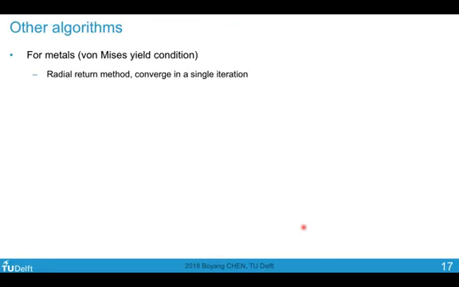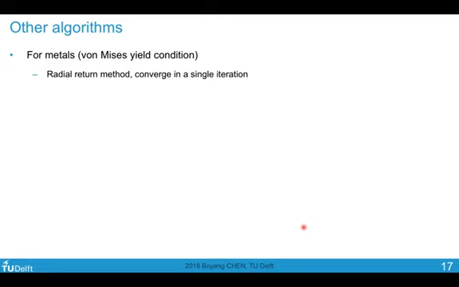So for metals, luckily, when we use the von Mises yield condition, this return map algorithm can be much simplified into a radial return method. So basically, it's a simplified version of the return map algorithm which was presented earlier, and it can converge within a single iteration. So it's not too bad.